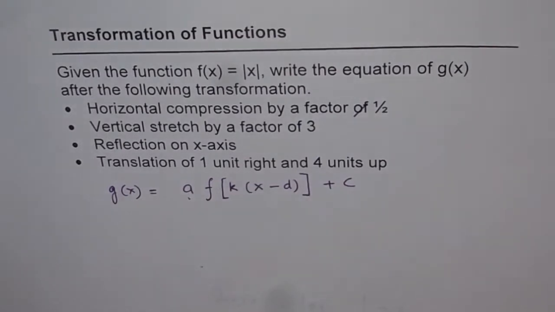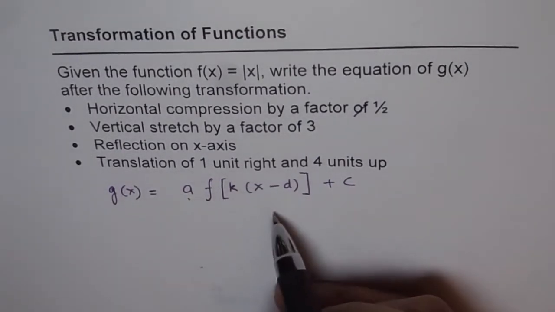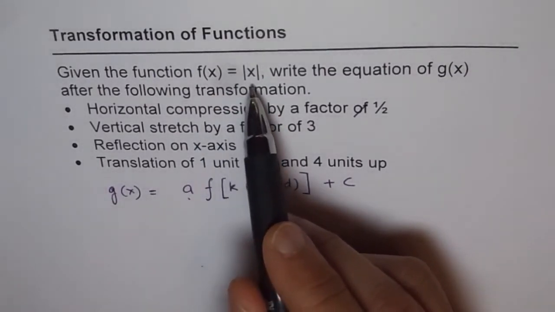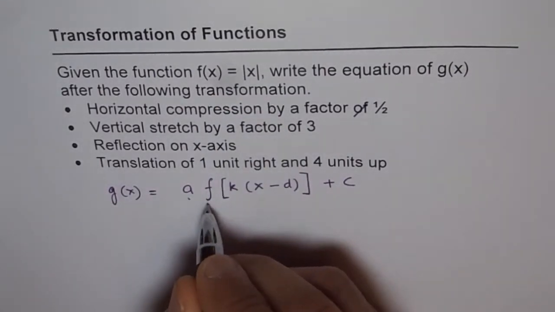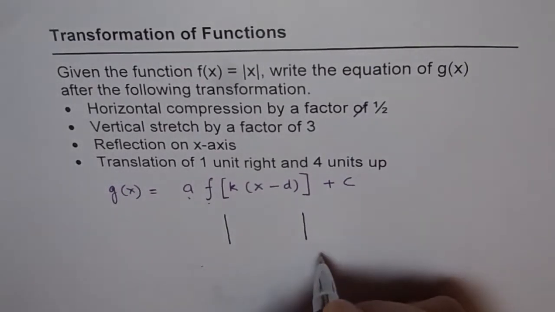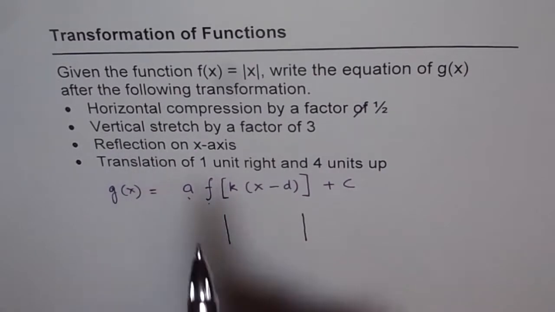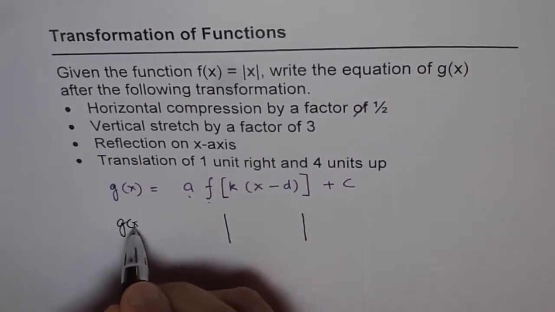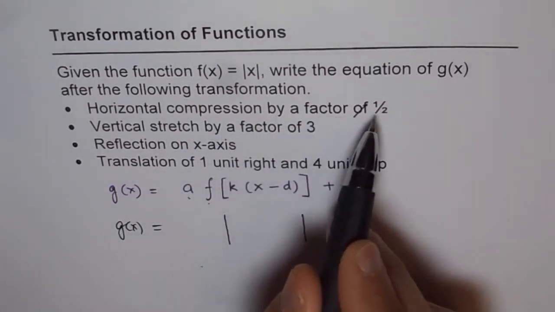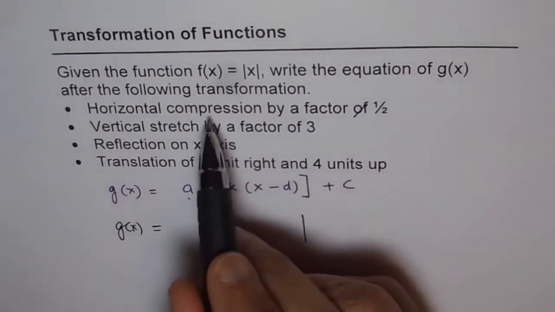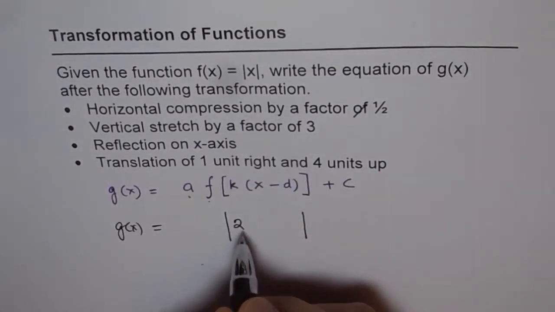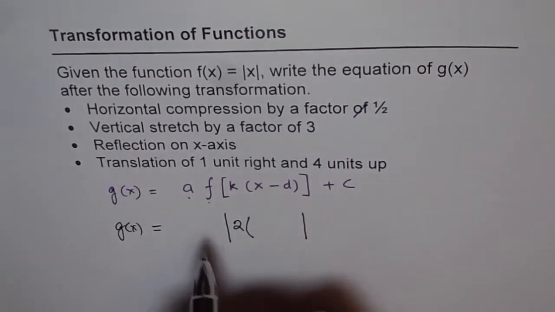Now let's see what is given to us and write the transformed equation. First thing given to us is the function itself, which is absolute. So we'll write this function as absolute. That is the notation for the absolute function, correct? Then the transformation. So g of x for us is equal to horizontally compressed by a factor of half. When we say horizontally compressed by a factor of half, we have to reverse and write k as 2. So the k value is 2 in this case.